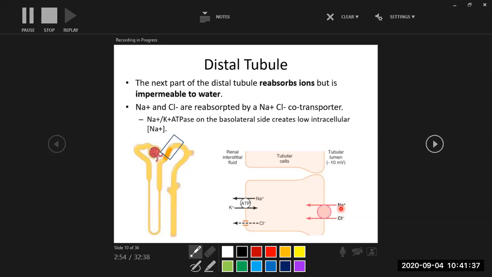So these two channels we have mentioned, and you will see it in the quiz, okay? In the loop of Henle, which is the channel to reabsorb the sodium? In the distal convoluted tubule, what is the channel to reabsorb the sodium? In the distal, this is the sodium chloride co-transporter.